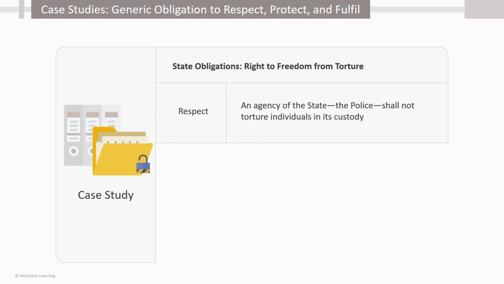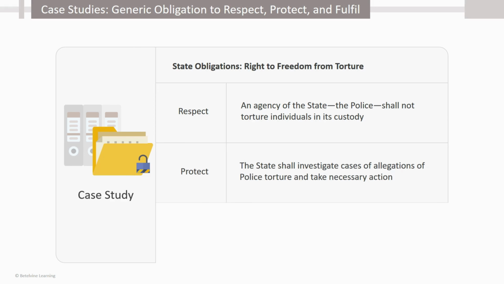Respect. Police, an agency of the state, shall not torture a person detained in its custody. Protect. In a case where allegations of torture by a police officer is received, the state must initiate an investigation into the case and take such actions that are necessary according to the law and its constitution.